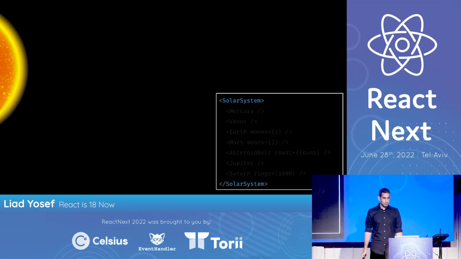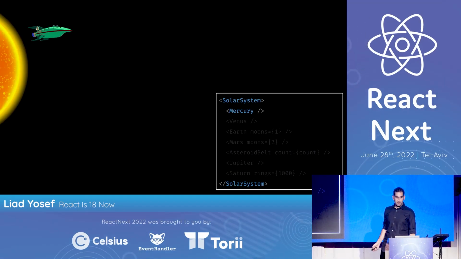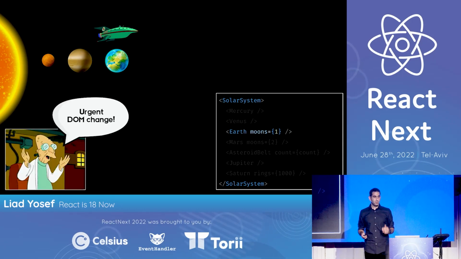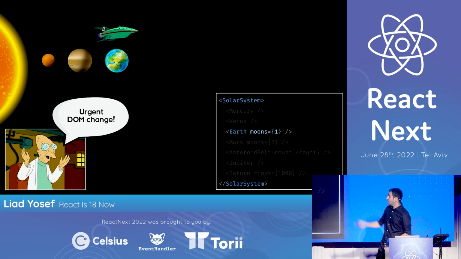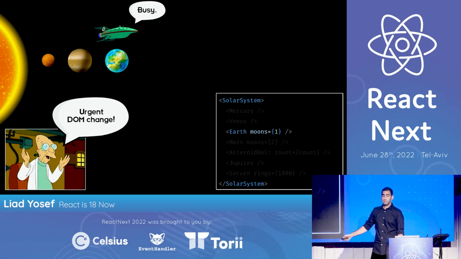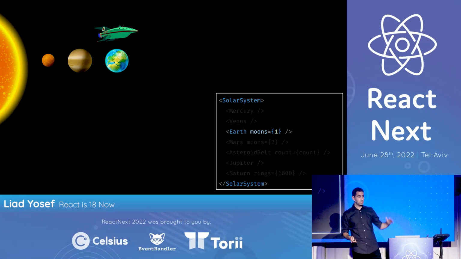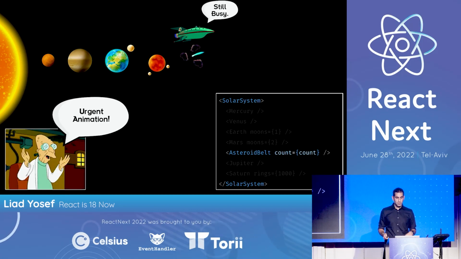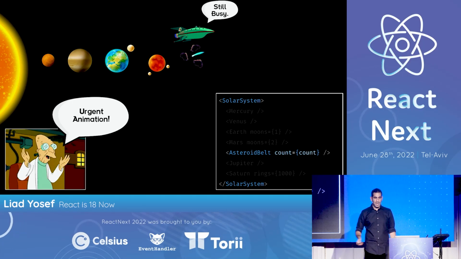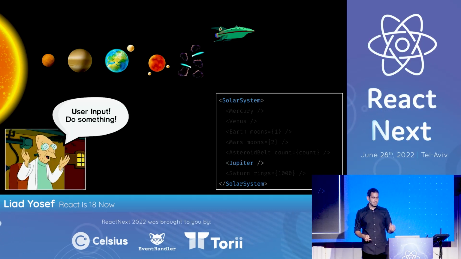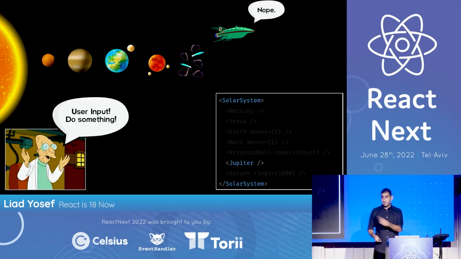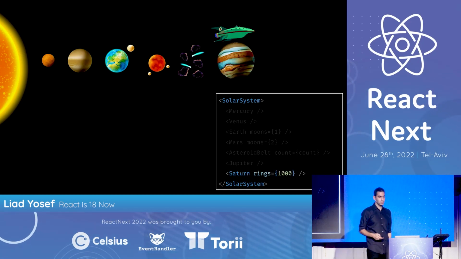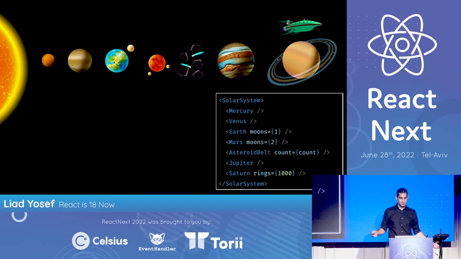So, without concurrent mode, React has to render everything one by one. If it has a very complex tree, it needs to render everything, and if there's an urgent DOM change, React can't do anything with it, right? Without concurrent mode, it has to complete the render, even if it's a very long DOM tree, even if there's an urgent animation. React can't do anything with it, and now it has to complete the tree. This is just to simulate how heavy it's going to be to render all of it, and only then it's done.